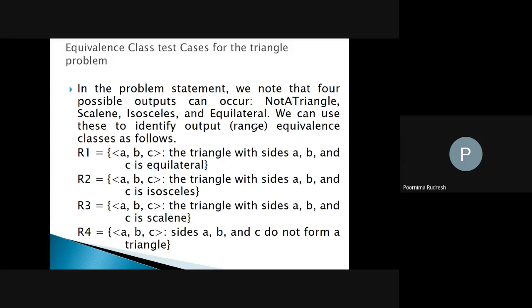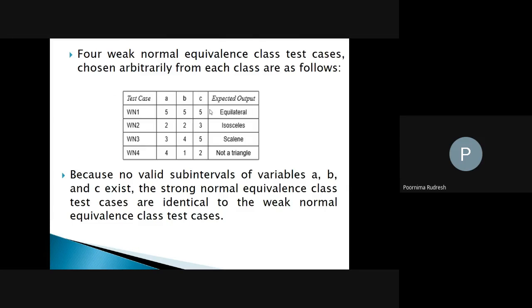By considering this expected output, we are constructing the four types of test cases. One is the weak normal test case 1, next one is WN2, WN3, and WN4. So first one is WN5. The expected output is equilateral, when A, B, C are equal.